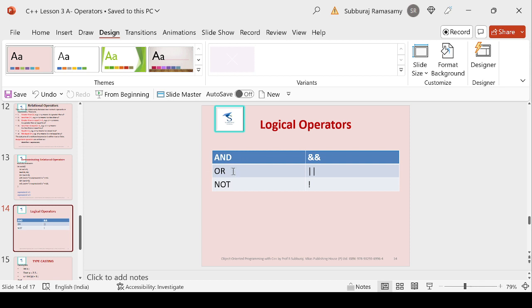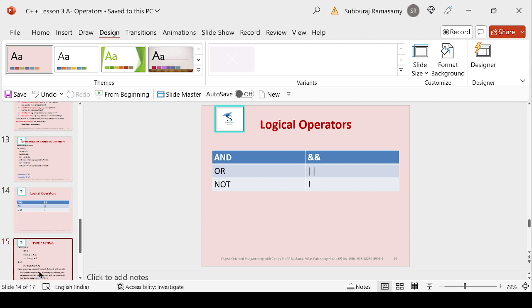Whereas for OR, if any one of them is true, the output will be 1. OR will be false only when both x and y are false. NOT is negation. If x is equal to 1, NOT x will be 0. And if x is equal to 0, NOT x will be 1. So these are the logical operators.